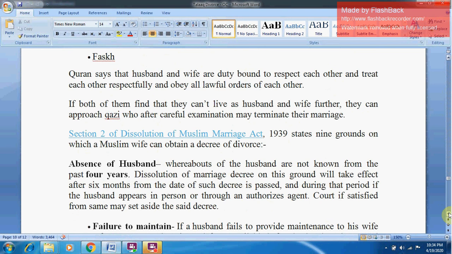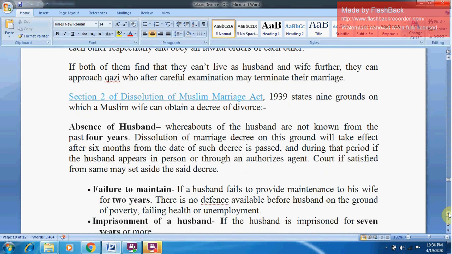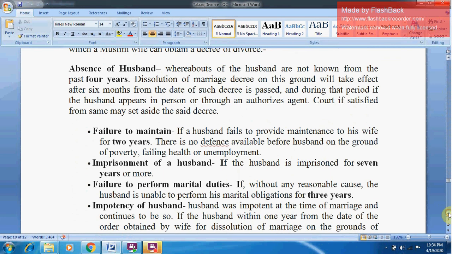When you come to section 2 of the Dissolution of Muslim Marriage Act 1939, it states 9 grounds on which a Muslim wife can obtain a decree of divorce. I repeat, section 2 of the Dissolution of Muslim Marriage Act 1939 states 9 grounds on which a Muslim wife can obtain a decree of divorce. Absence of husband and whereabouts of the husband are not known for the past 4 years. Dissolution of marriage decree on this ground will take effect after 6 months from the date such decree is passed. And during that period, if the husband appears in person or through an authorized agent, the court, if satisfied, may set aside the said decree.